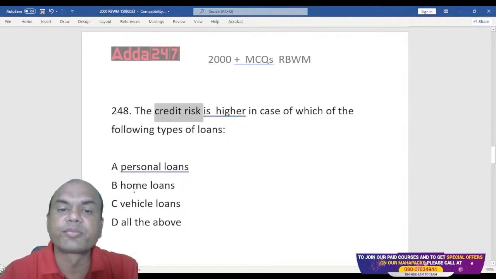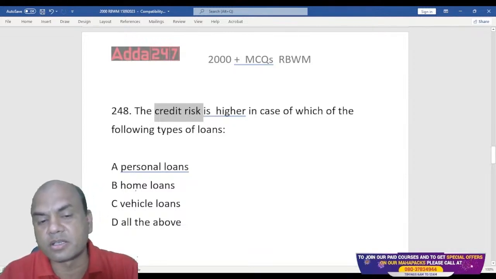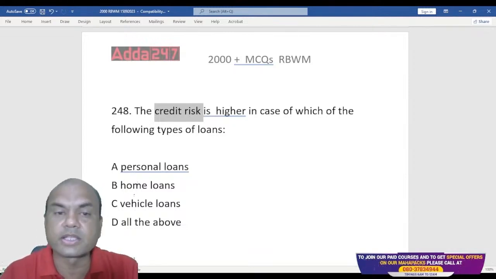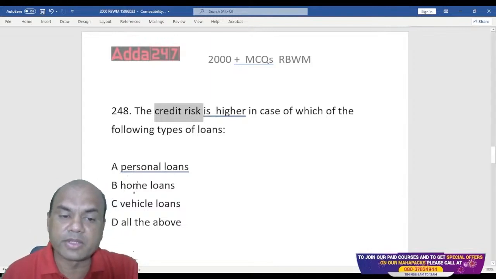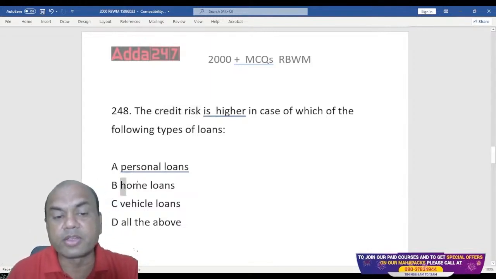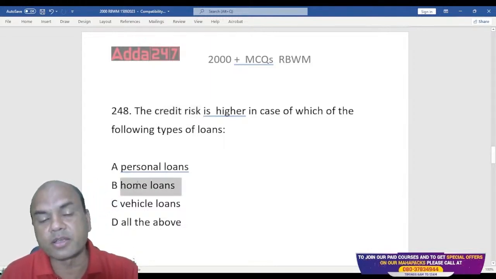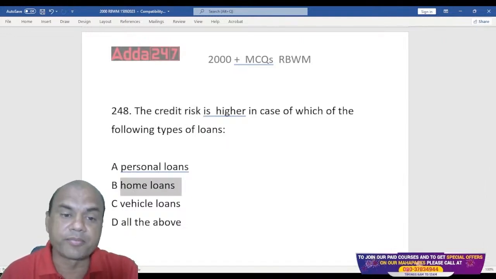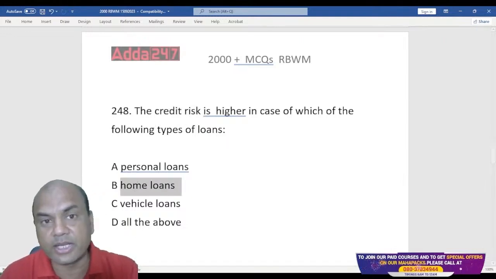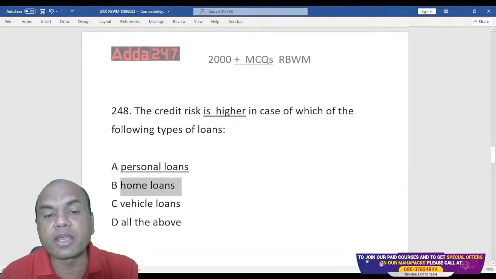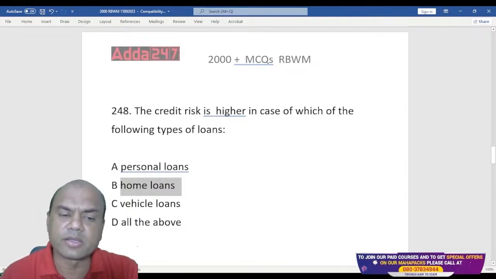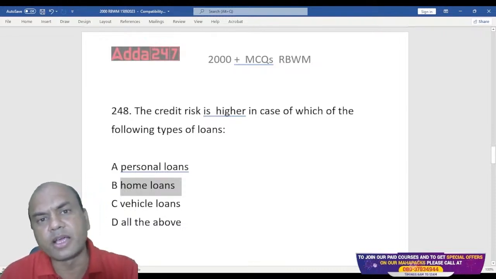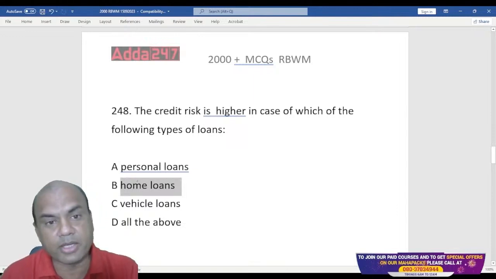In which type of loan is the credit risk higher? Let's see one by one. In home loans, I am having the home, right? The home which I take as a prime security. I have that as a security. Suppose if this borrower does not pay me, then what will happen? The home is mortgaged to me. I'll sell that home and get my money back.